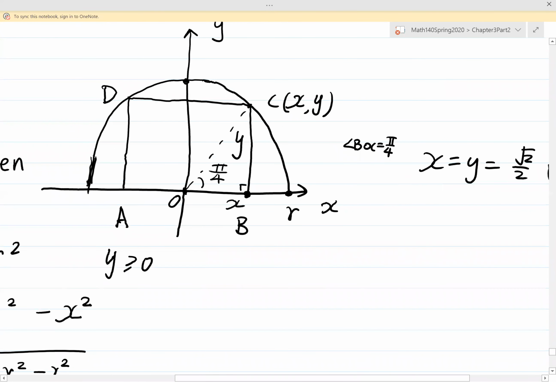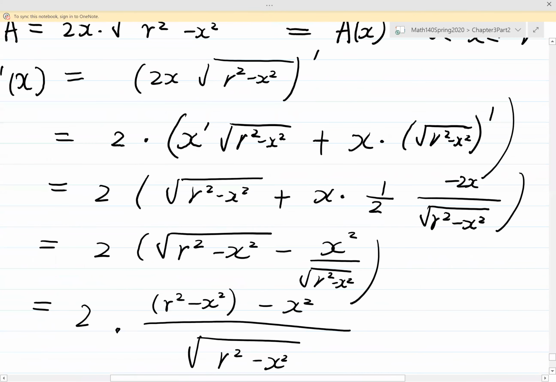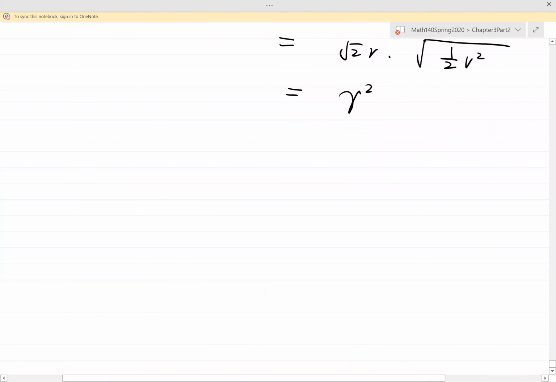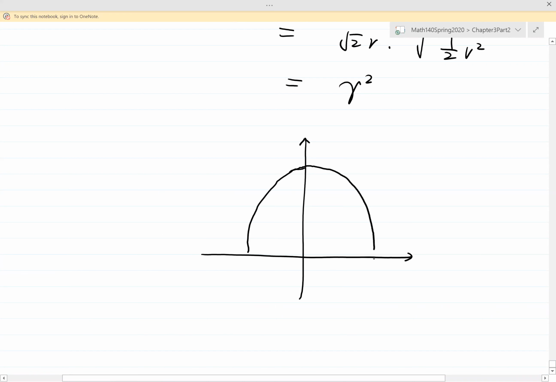Okay, another way: we can also use a trig identity. It's actually easier than the solution that we did above. Another way we do this is to use a trig identity. Suppose we have a circle, or more like a semicircle, with radius r.